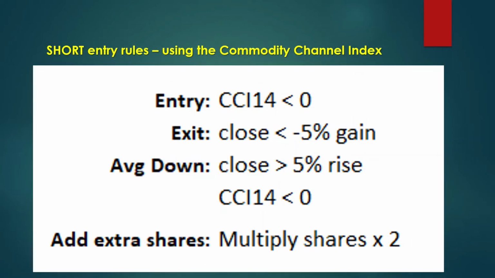And the second strategy demonstrates the same strategy for the long position but in reverse to short the shares. Entry is made when the CCI 14 crosses down from the zero line. We exit when the close reaches a 5% decline from the entry point. We average down our holdings when the CCI 14 breaks down below the zero line and the average price has declined by at least 5%, and we short double the number of shares.